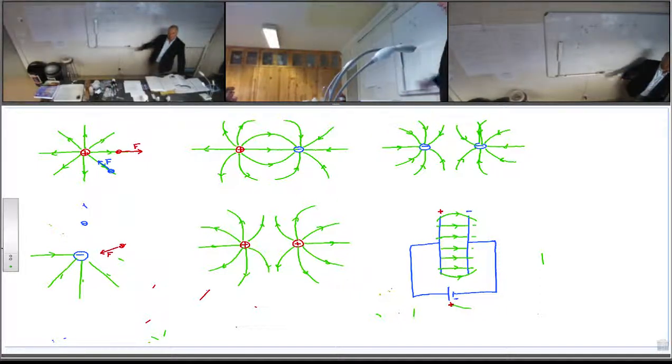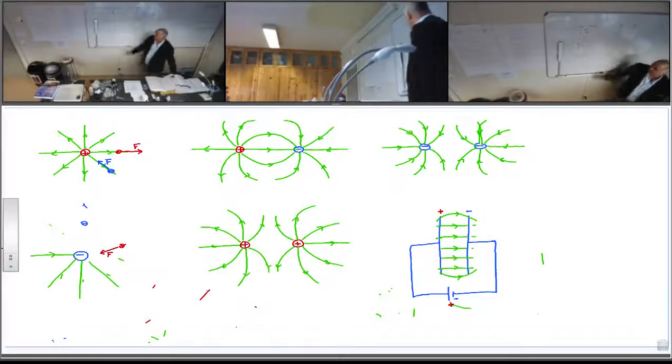Let's go to another type of thing. If I give you grid lines on a map, where is the gradient steepest? Where the lines are closest together. Where is the field strongest? Where the lines are closest together.